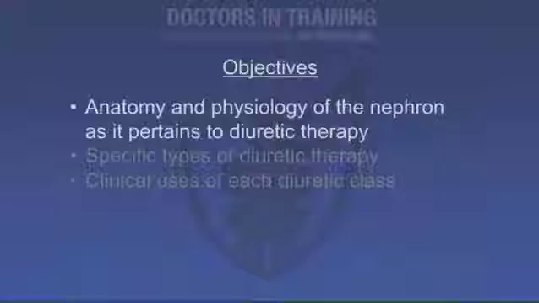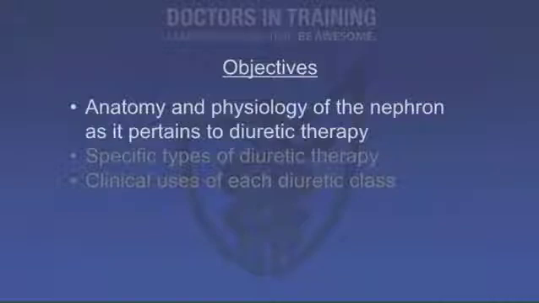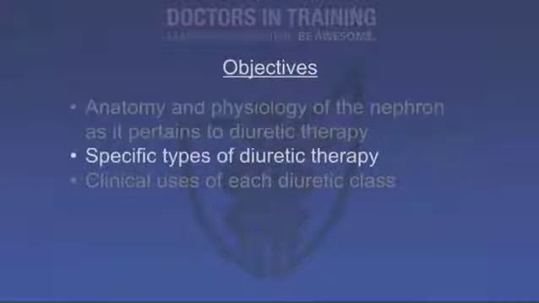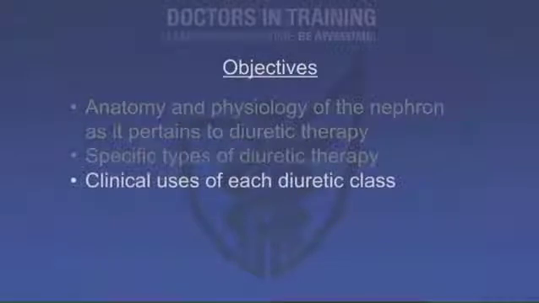And let me tell you the objectives of this lecture really quickly. First of all, we're going to discuss the anatomy and the physiology of the nephron as it pertains to diuretic therapy. Second, we're going to discuss the specific types of diuretic therapy, and I'm going to walk you through the nephron while we do it. Third, and this is going to be interspersed throughout the lecture, I'm going to discuss the clinical uses of each diuretic class while acknowledging their potential side effect profiles. And the fourth objective, which is the single most important one, is to discuss the importance of diuretics as they pertain to my favorite topic, internal medicine.